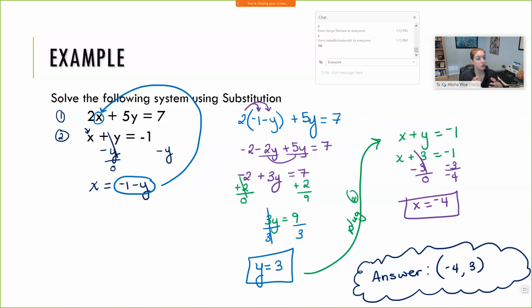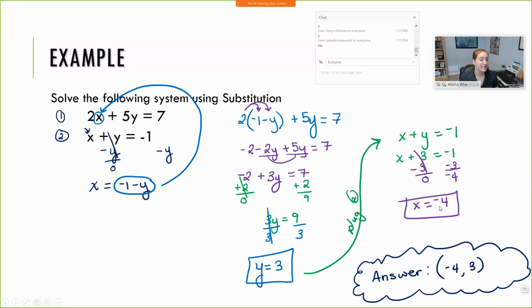So with substitution, the key is to get one of the variables by itself by adding or subtracting the items to the other side, and then plugging that expression into the other equation. And from there, it's just what we've done before. Simplify, solve, some more practice kind of worked in there.